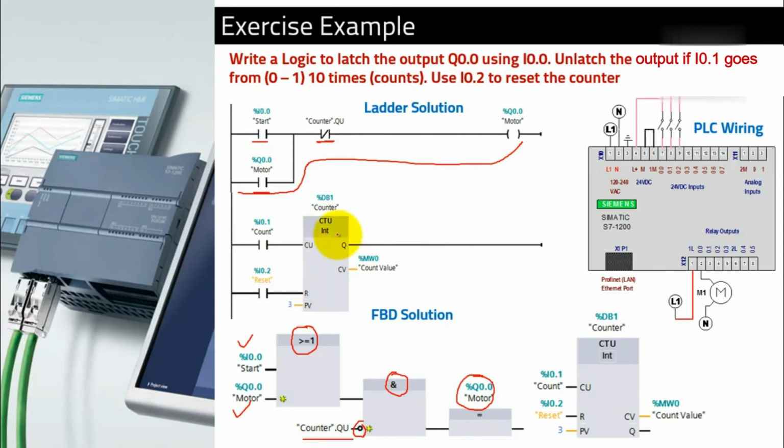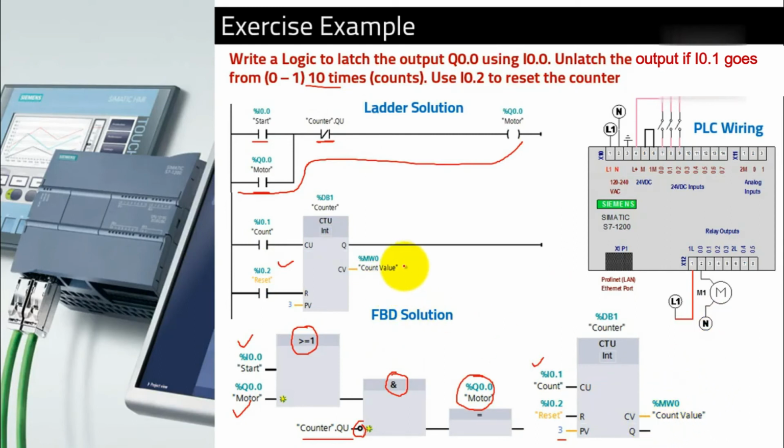Now you have this counter. So this is the counter block. Input is I0.1. This is I0.1. Reset is I0.2. I0.2. PV is 3 here, but you can use 10 as per the question. So this should be 10 here. And the Q output is going nowhere. So this is going nowhere.